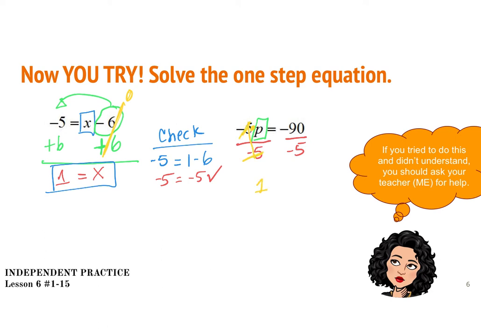So we have one whole letter, p, by itself, and now we're going to divide negative 90 by negative 5, which will give me a positive 18. Again, you do not need to write the number 1 in math, so p is equal to 18, because 1p is the same thing as just p.